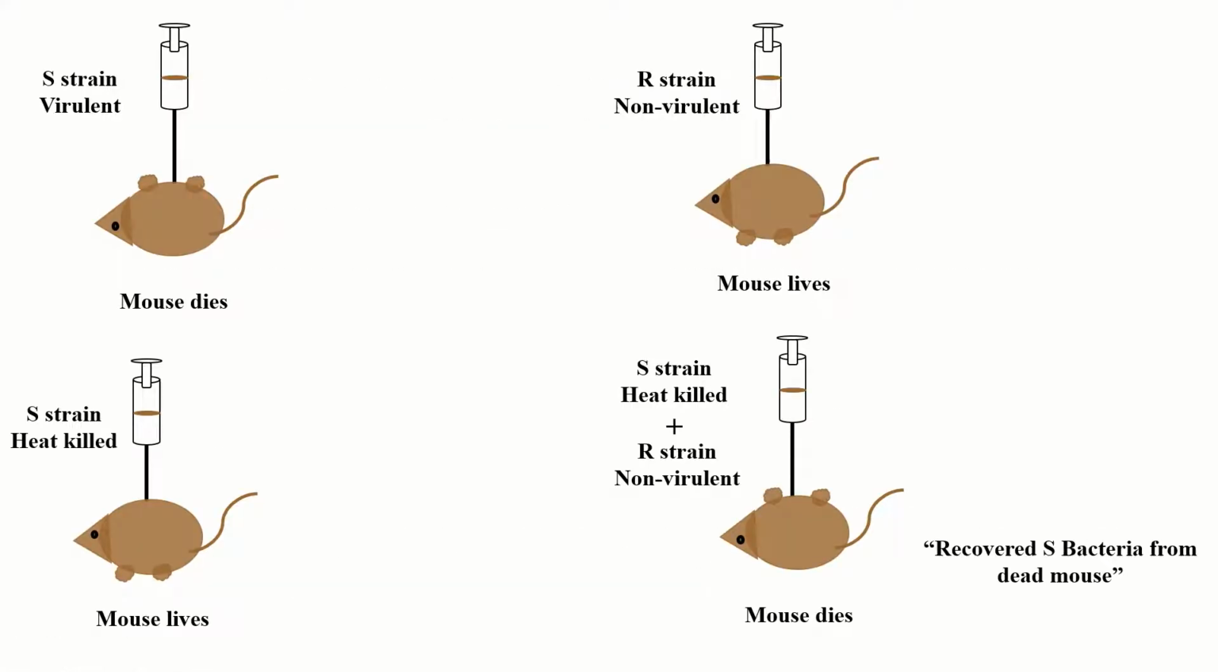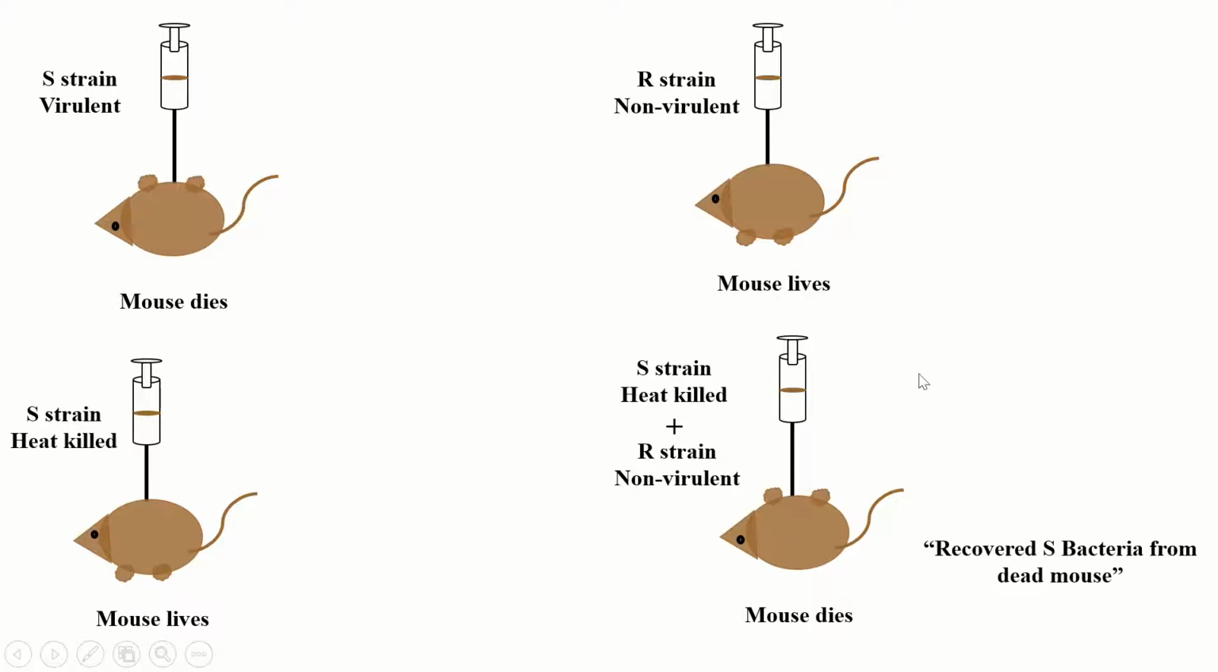So, how did he conduct or follow the experiment? First, he took S strain bacteria and injected them into the mouse. He observed that the mouse dies, and termed the nature of the strain to be virulent. Now, R strains were non-virulent. Why? Because when he injected them into the mouse, it lives. Later, he heat killed the S strains and observed that the mouse lives. And in the fourth stage, he observed that with heat killed S strains along with R strains, the mouse dies.